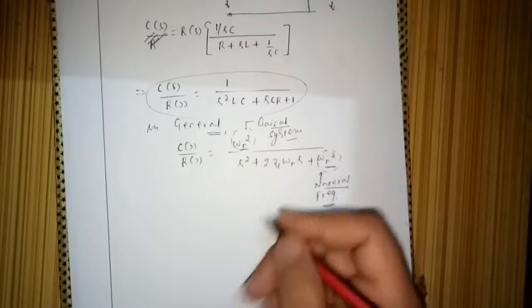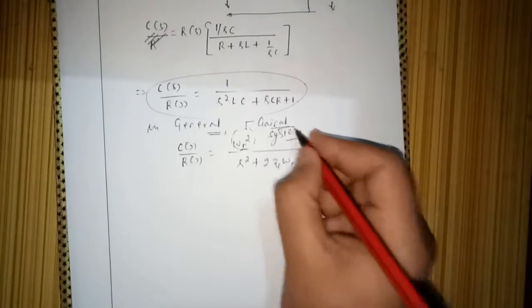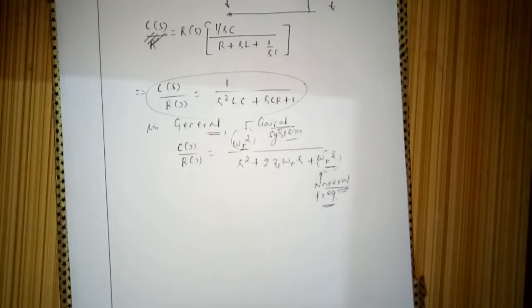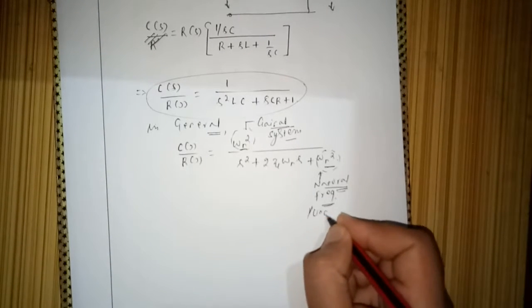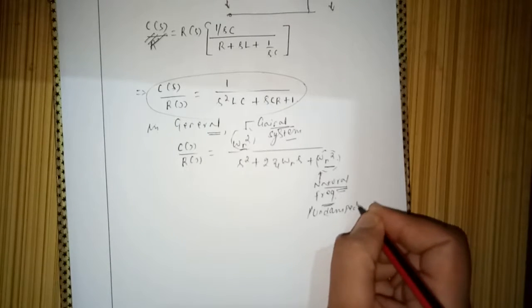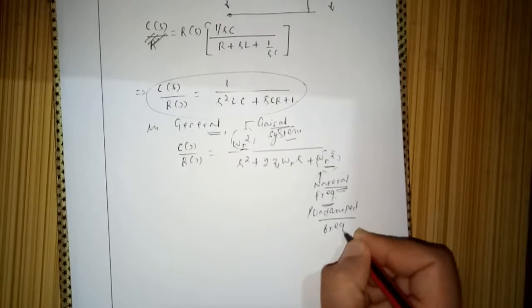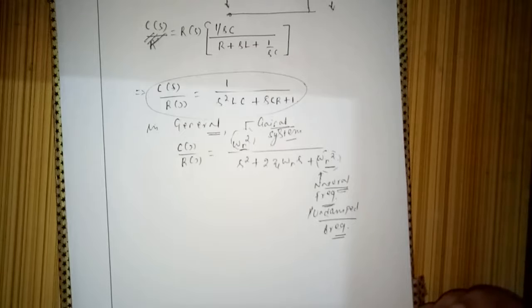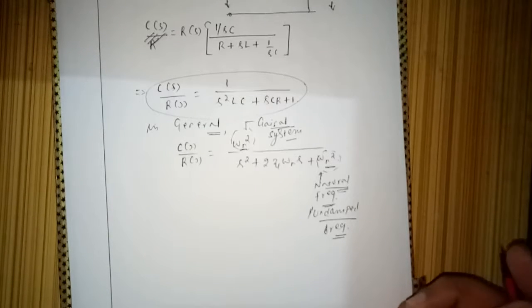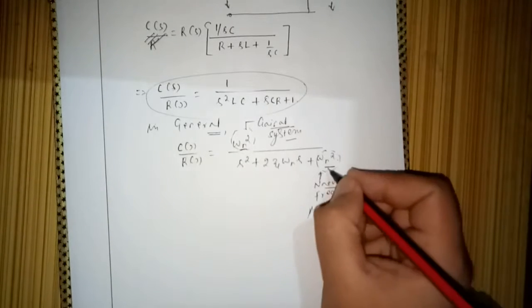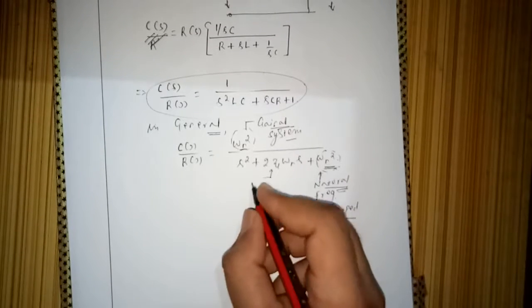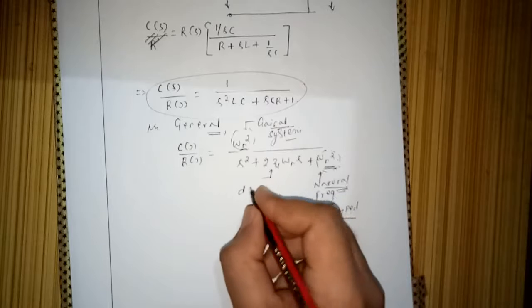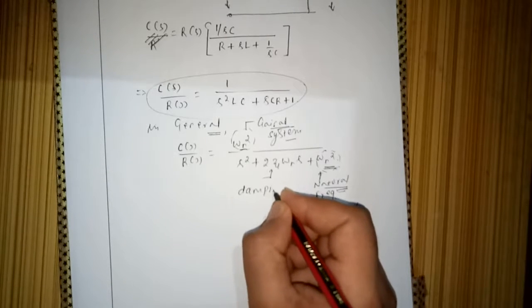These both are different terms. This is gain and this is natural frequency of the system, or I can say undamped frequency, because natural frequency means undamped frequency only, right? So this is my undamped frequency, and zeta is called the damping factor.